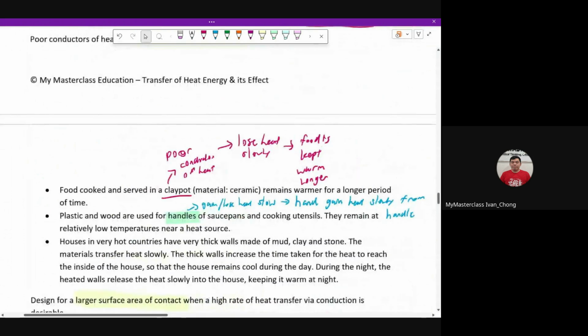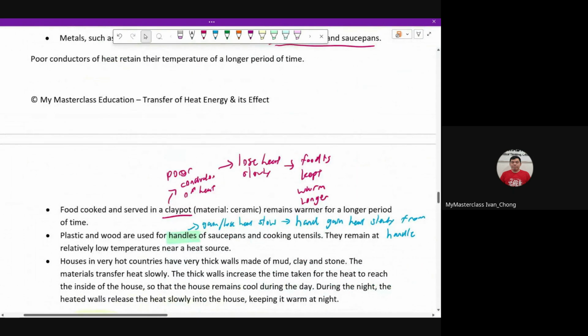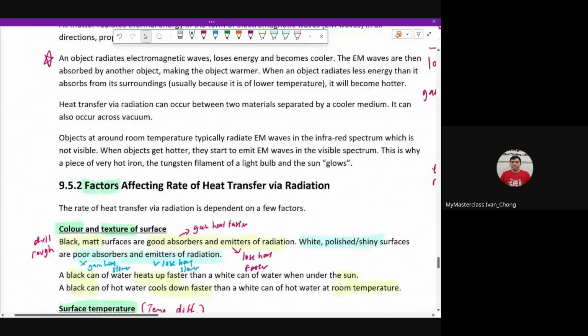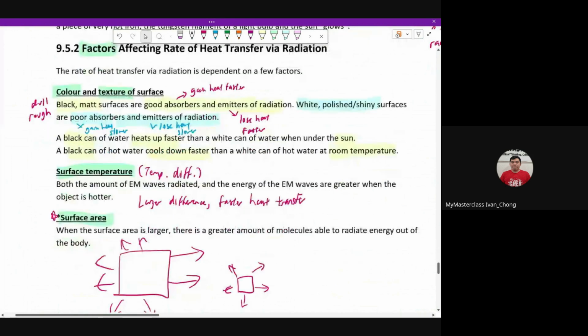And for conduction itself, usually it is asking you about a poor conductor of heat, so what? Lose heat slower. Or they'll compare your radiation: you have a black surface and a white surface. So what's the difference? A black surface is a good absorber of radiation, so you'll gain heat faster than a white can, which is a poor absorber of radiation, something like that. Okay, so with that, that will be it for your heat chapters.